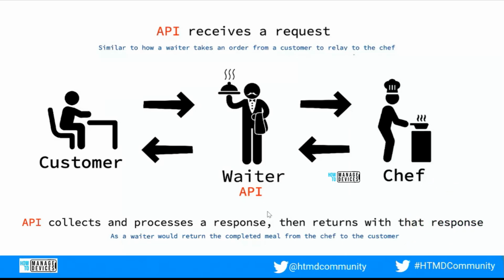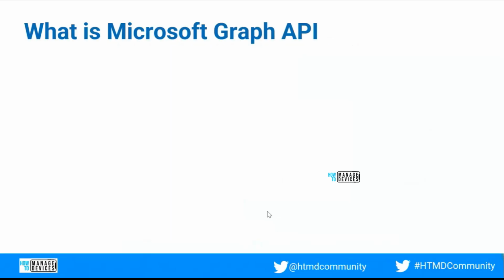This is going to be a very high-level overview. You can probably find more links or more details on the internet if you're really keen to learn about APIs and the automation stuff, and I would appreciate that. So what is Microsoft Graph API?